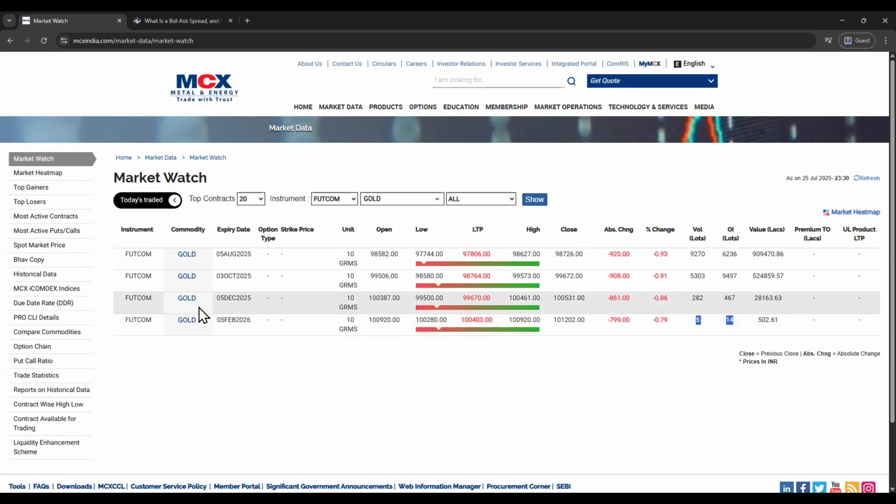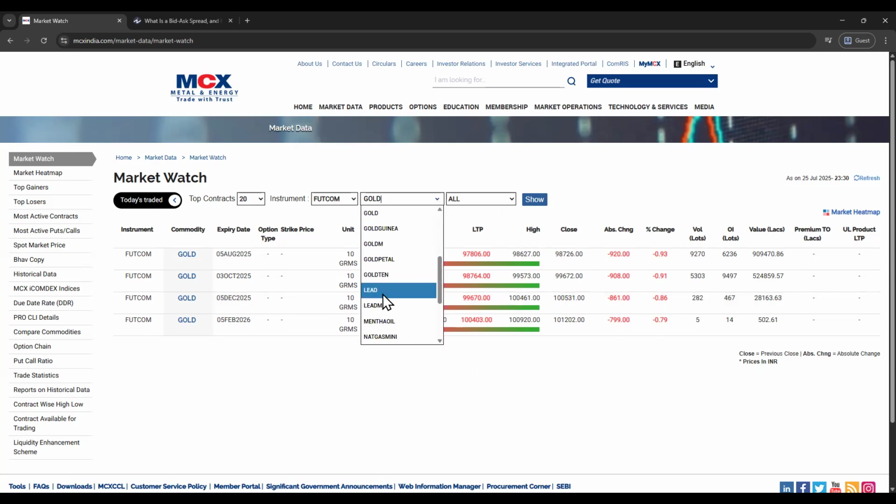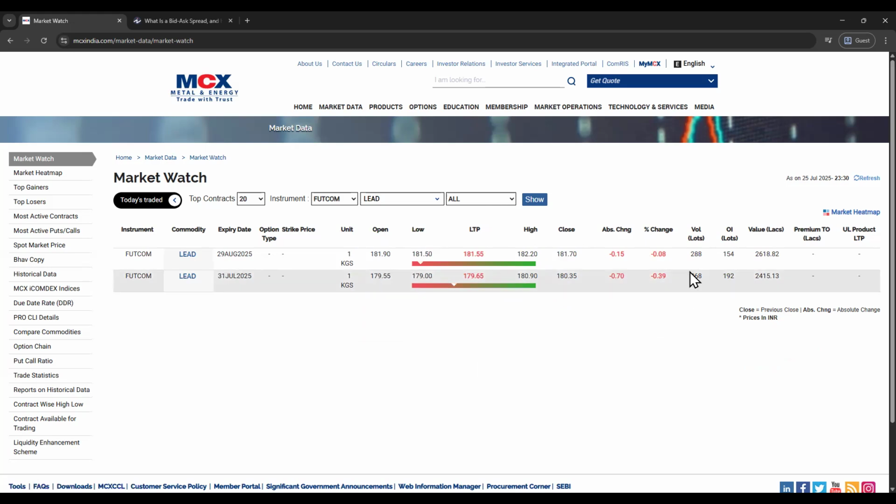Even this contract, you see, the December contract of gold has comparable liquidity in terms of volume, not in terms of bid-ask spread, in terms of volume only. Of course, this is also illiquid, but in terms of volume it is still comparable to the near contract of lead. Can you see that? Right? So it all depends on the commodity.